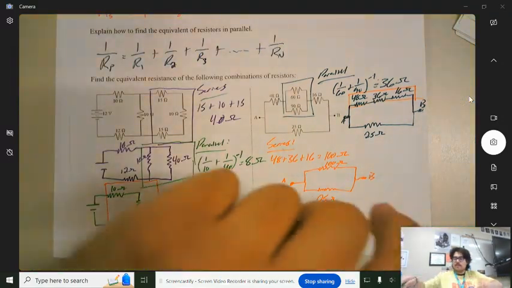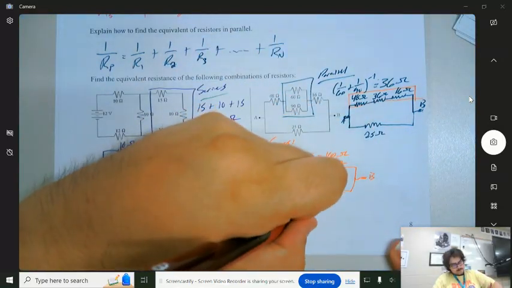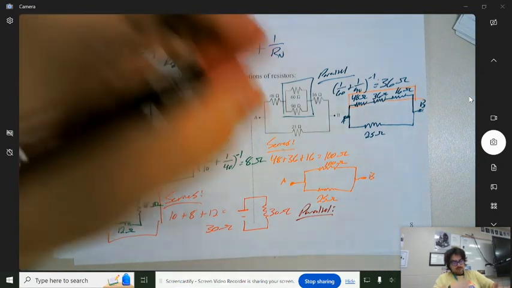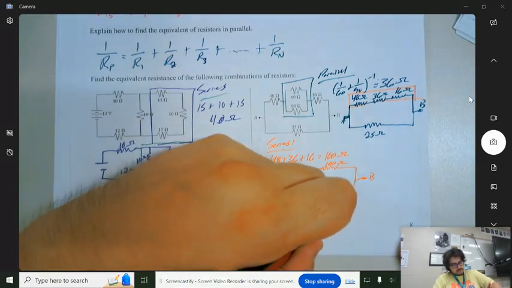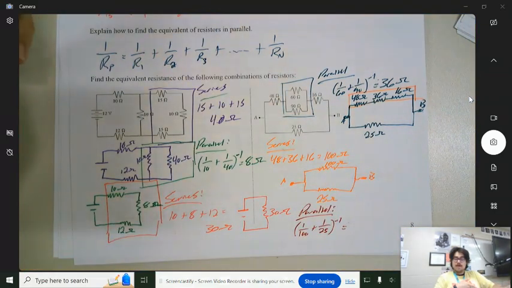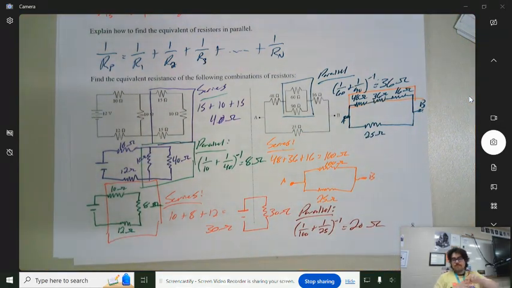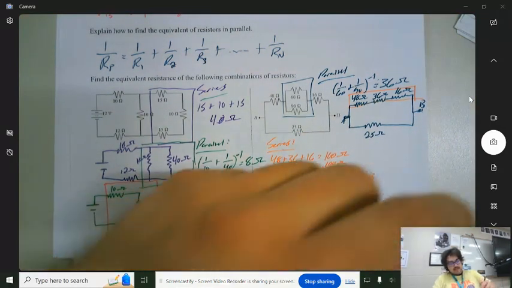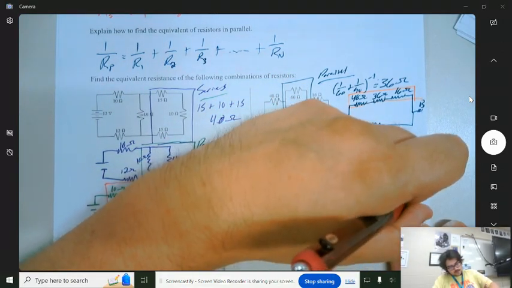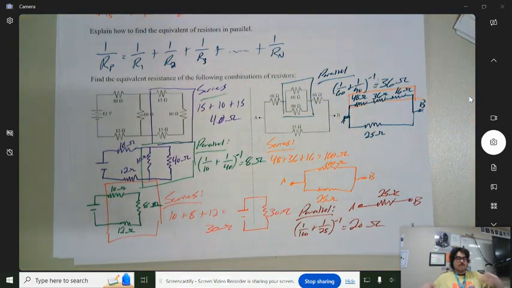I don't want to use that color because it's too bright. It's hard to see. So parallel. That's going to be 1 over 100 plus 1 over 25, to the negative first power. That should give you about 20 ohms. Beautiful. So this is effectively saying that this circuit can be equal to just this. Which is kind of crazy to think about, right?